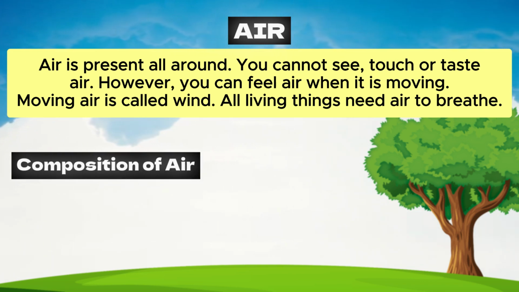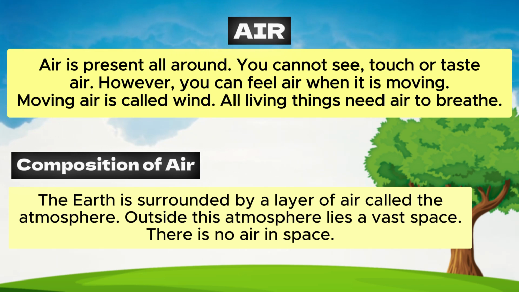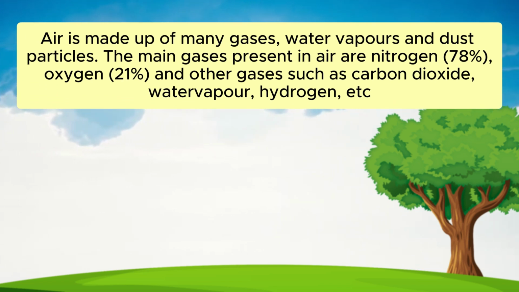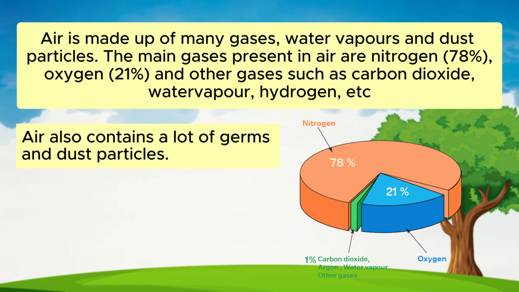Composition of air. The earth is surrounded by a layer of air called the atmosphere. Outside this atmosphere lies a vast space. There is no air in space. Air is made up of many gases, water vapors and dust particles. The main gases present in air are nitrogen, 78%, oxygen, 21%, and other gases such as carbon dioxide, water vapor, hydrogen, etc. Air also contains a lot of germs and dust particles.